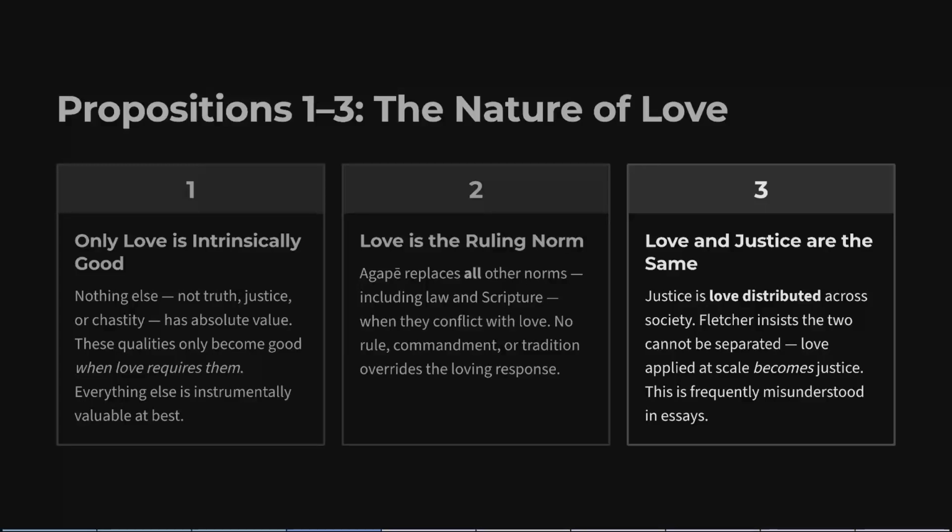Justice, he argues, is love distributed across society. When you apply agapē not just to the individual in front of you, but to everyone affected by a decision, you are doing justice. Love applied at scale becomes justice. They're not different things. They're the same thing operating at different scales.